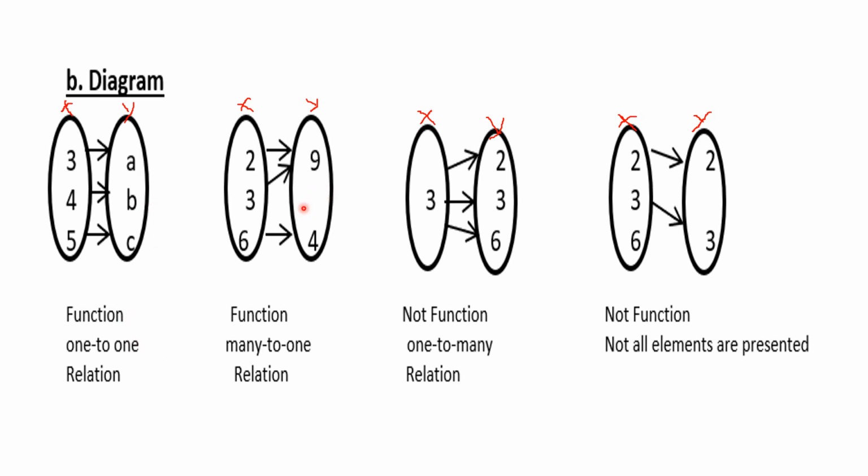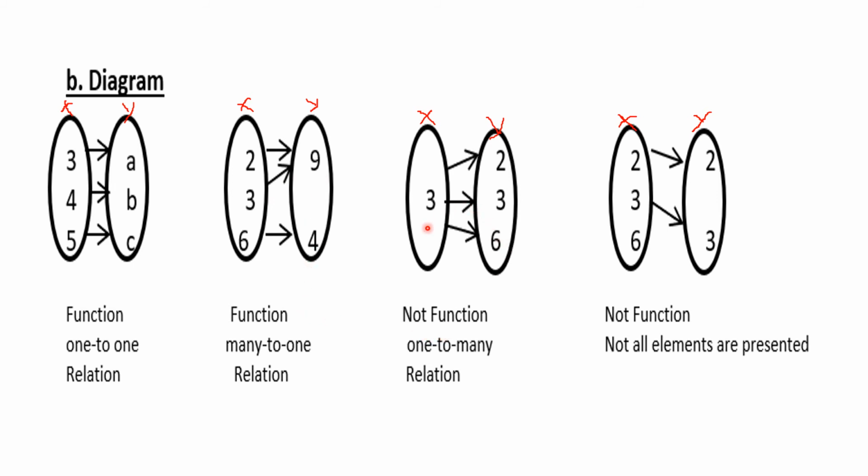Next, let's proceed to another example. Your input here is 2 and then the output is 9. Your input is 3, the output is also 9. The input is 6 and the output is 4. Still it is a function because no y values are repeated. So it is still considered a function, that is in the case of a many-to-one relation. So many inputs with one output. So that is still a function.